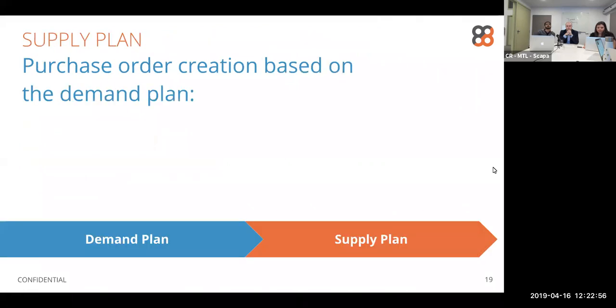Next. So now that we've talked about what a good demand plan is and what the different types are, we have the right data in the system saying, yes, that's the demand I need.